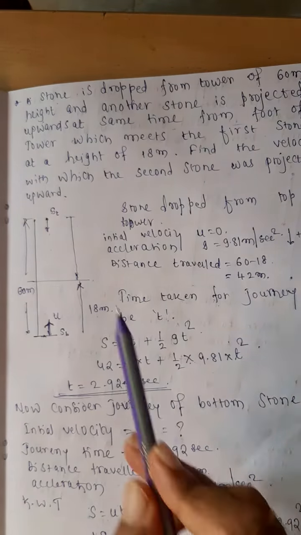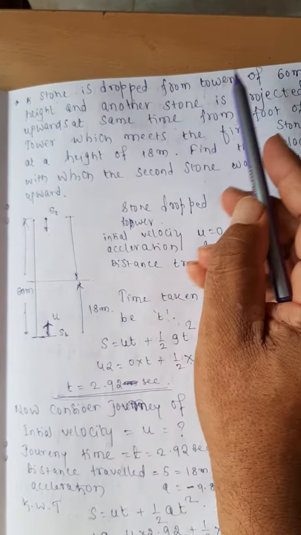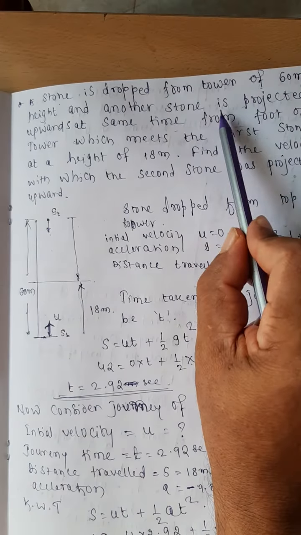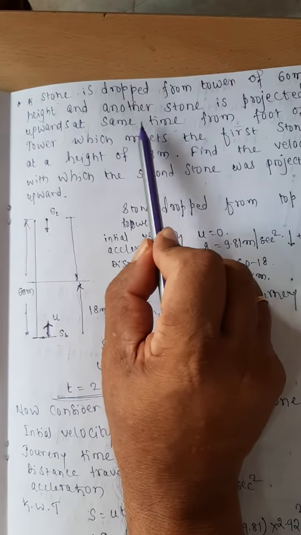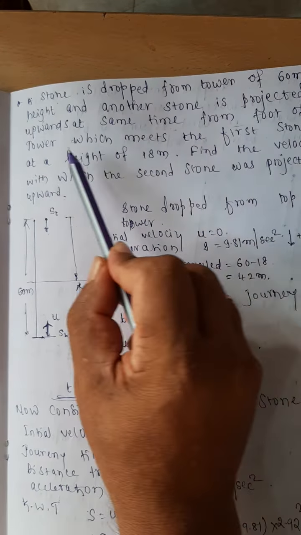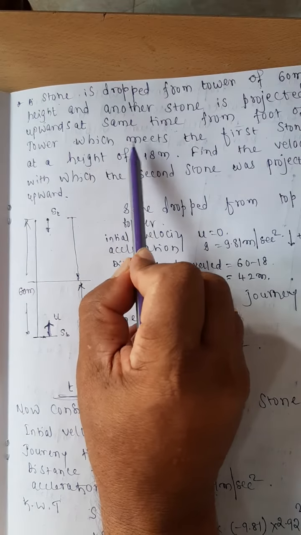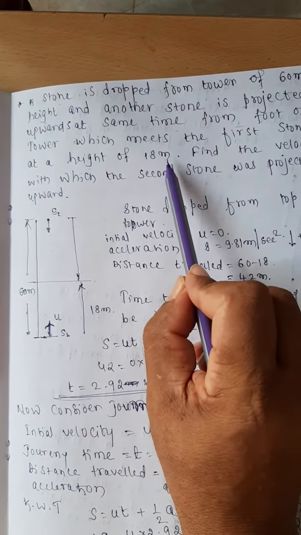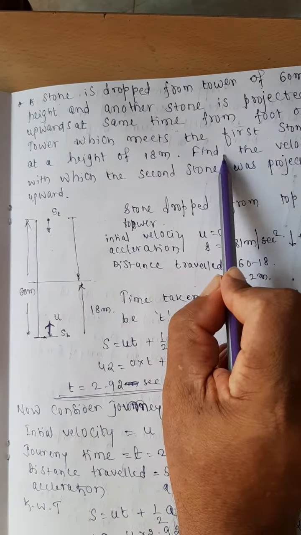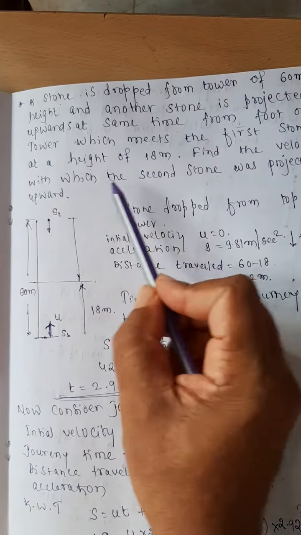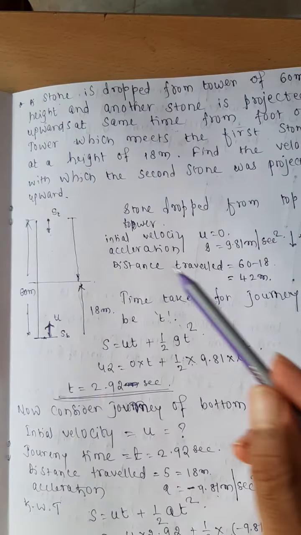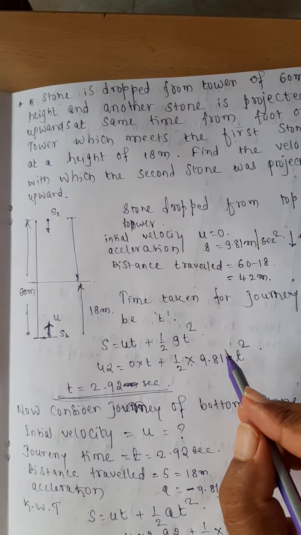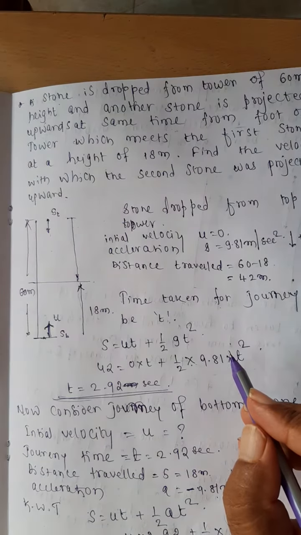Yes, the problem is: a stone is dropped from a tower of 60 meter height, and another stone is projected upwards at the same time from the foot of the tower, which meets the first stone at a height of 18 meter. Find the velocity with which the second stone was projected upward.